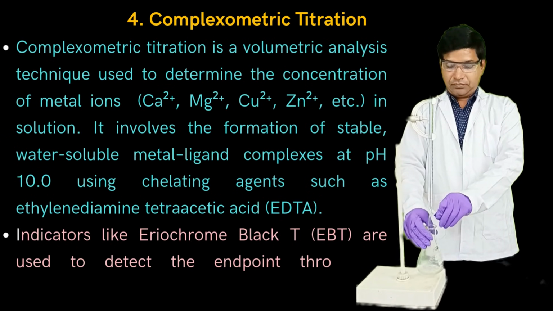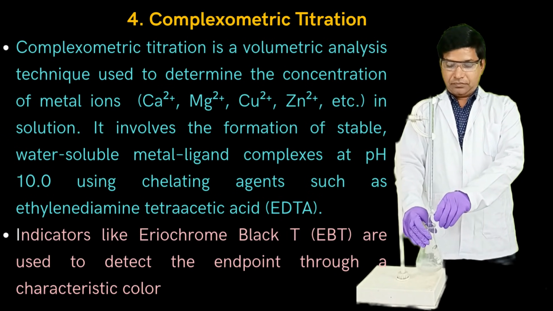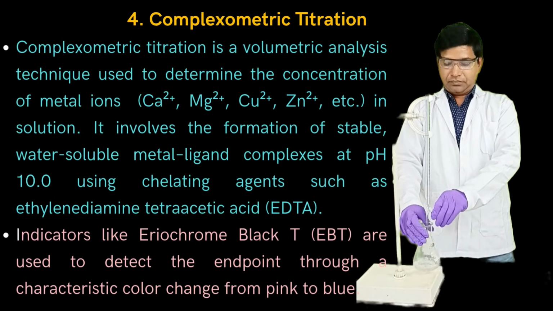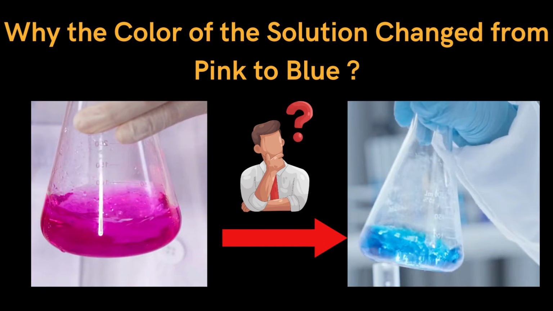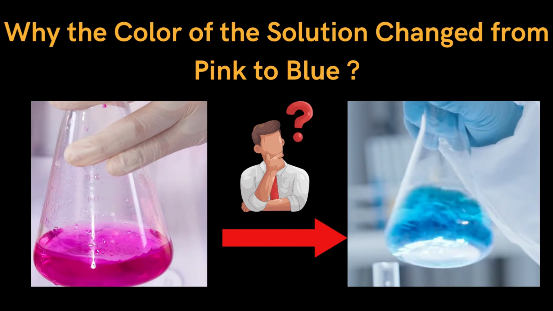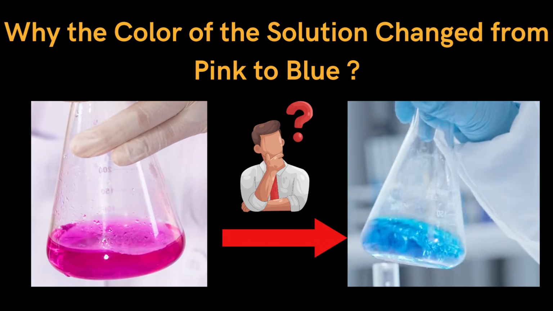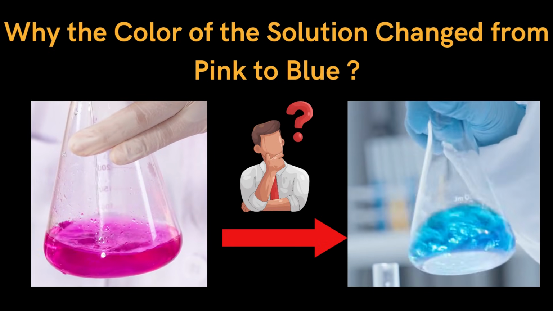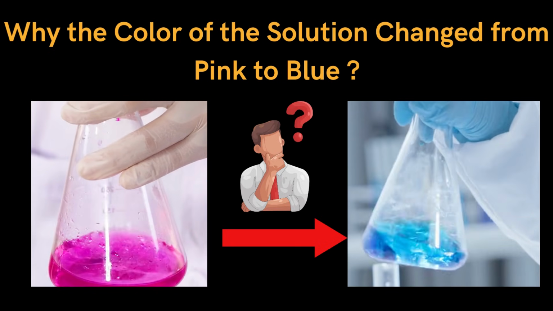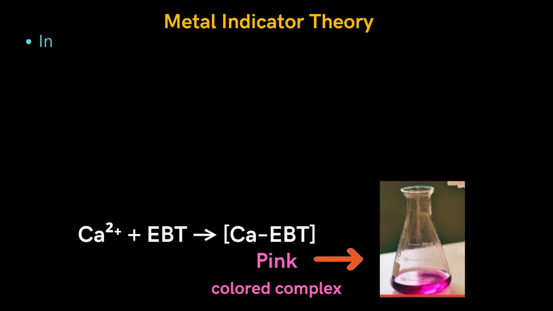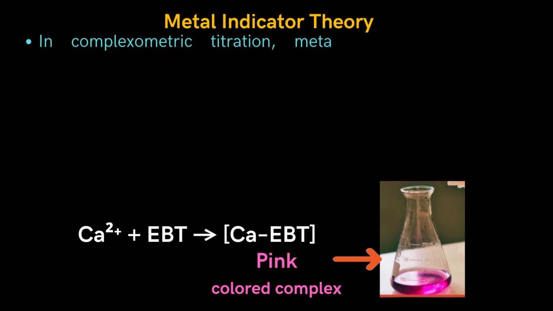Indicators like Eriochrome Black T, EBT, are used to detect the endpoint through a characteristic color change from pink to blue. Here, the question is, why did the color of the solution change from pink to blue at the endpoint of a complexometric titration performed between EDTA and metal ions using Eriochrome Black T as an indicator? The change from pink to blue can be explained by metal indicator theory.